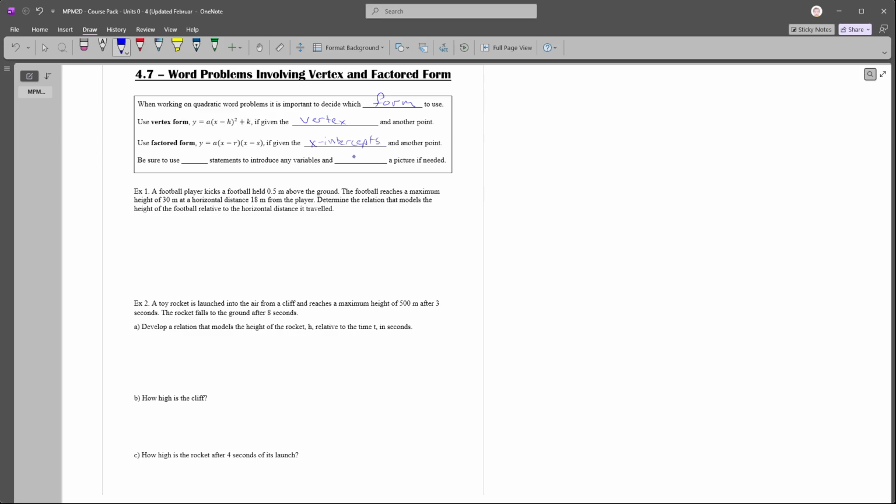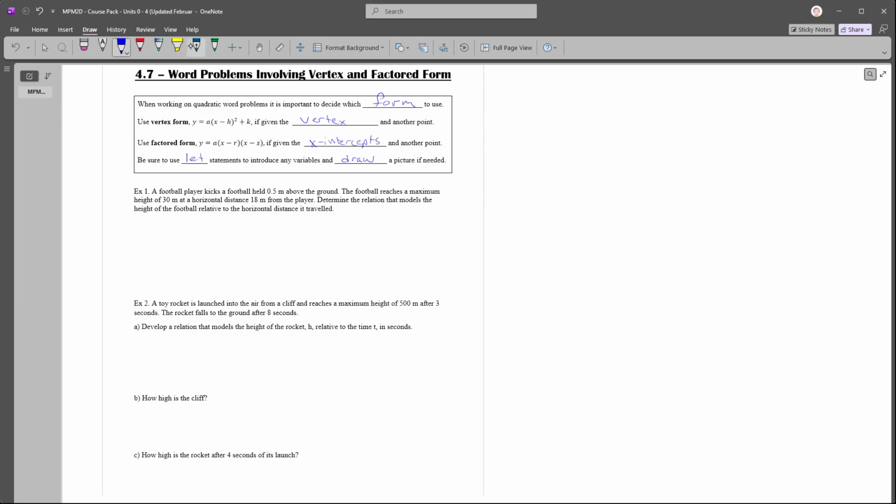Okay. Now, when we do these are still word problems. So we should be sure to use let statements to introduce any variables and draw a picture if needed. This I highly recommend, because sometimes we're not fully understanding the problem, and drawing it out to visualize it would help immensely. Okay. Now, I want to be clear though, when it says be sure to use let statements to introduce any variables, there are times in the question where the question itself already describes the variables. So we don't need to do let statements for variables that already exist. That's redundant and a waste of your time.